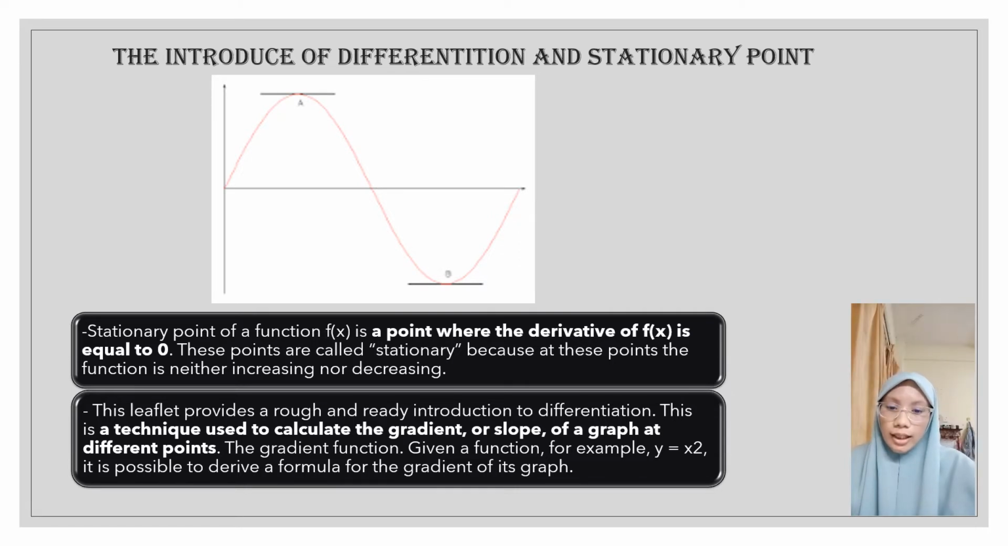Last but not least, how do you find a stationary point? We know that at stationary points, dy/dx equals 0. By differentiating, we get dy/dx equals 2x. The stationary points on the graph occur when 2x equals 0, which is when x equals 0. When x equals 0, y equals 0. Therefore, the coordinates of the stationary point are (0, 0).